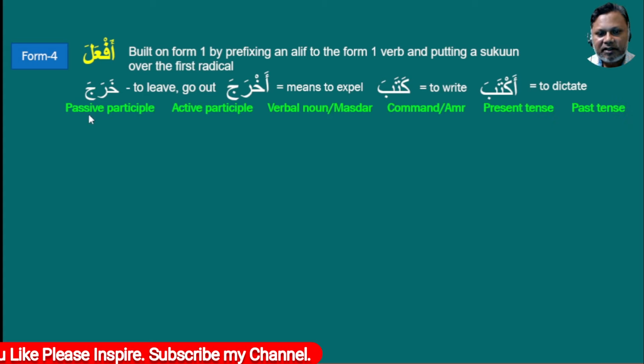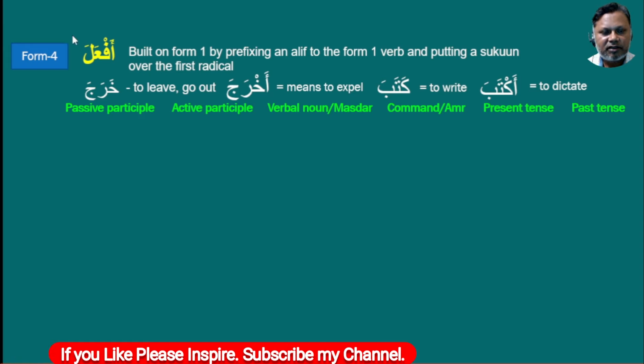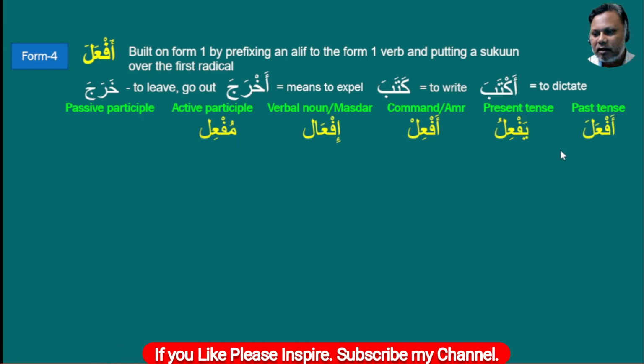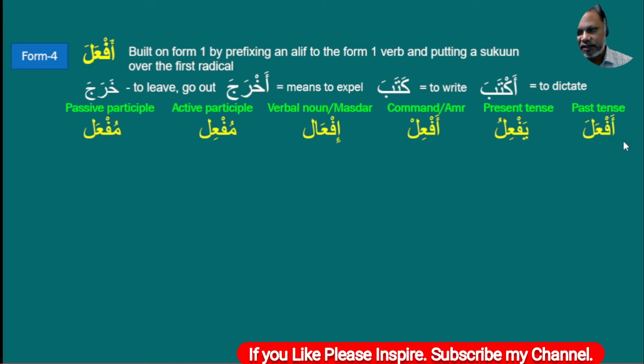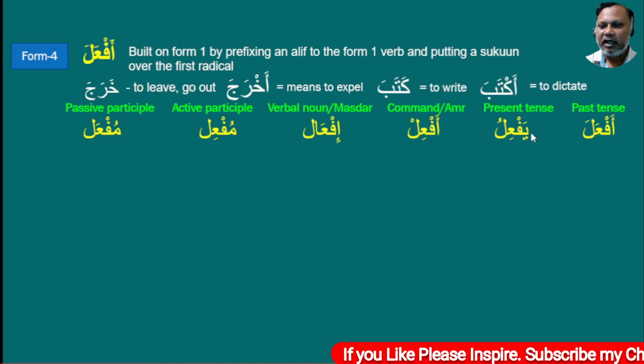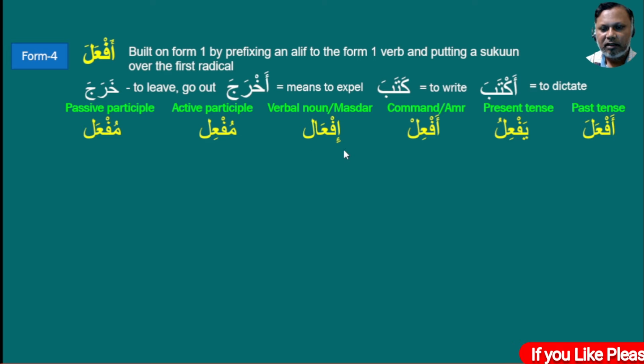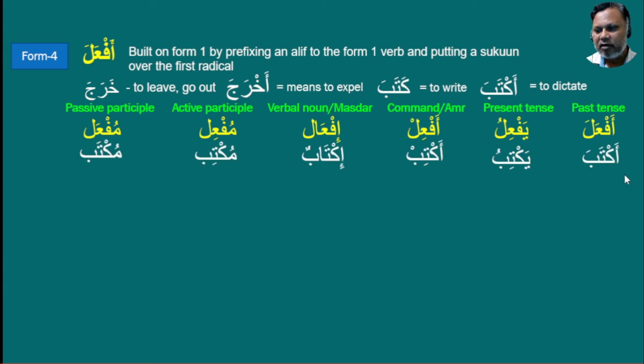Now you will derive these 6 things for this pattern, form 4. The formula is af'ala, the past tense, and the present tense is yuf'ilu. The command will be af'il. The verbal noun will be if'al, the active participle will be muf'il, and the passive will be muf'al. Now we'll put the real verb aktaba: yuktibu, aktib, iktaban, muktib, and muktab. These are the 6 things for this new verb aktaba.